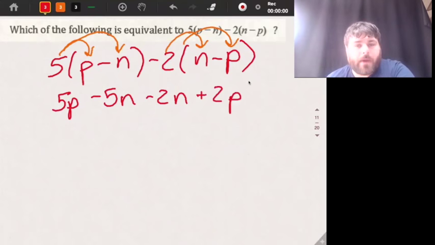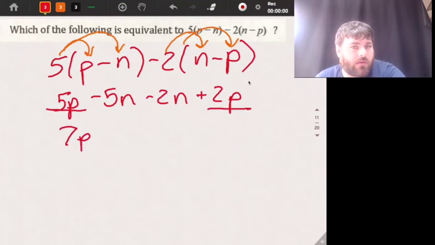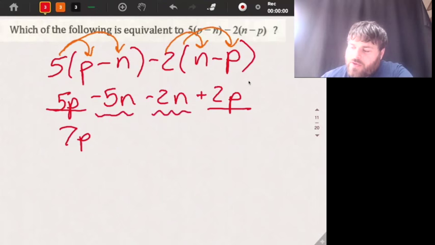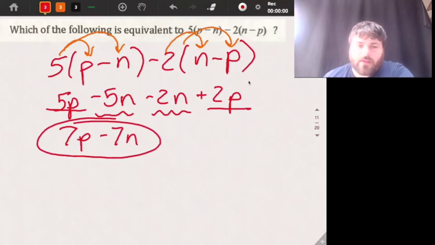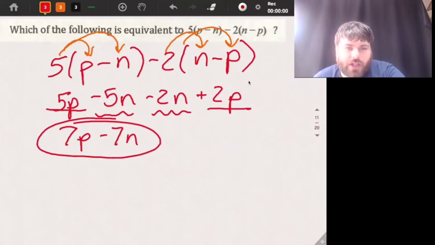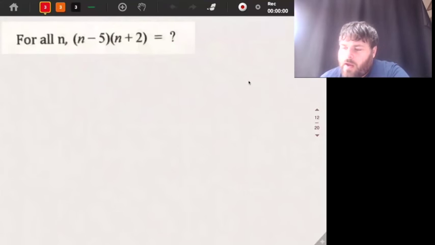To p or not to p? Sorry. All right, 5p and 2p, those combine to make 7p total, right? I've got a -5n and a -2n. Those are -7n when combined. That is your equivalent expression to the original. All right, next one. For all n, minus 5 times n plus 2 is equal to.